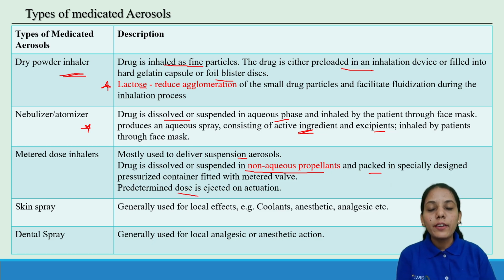A predetermined dose is ejected on actuation. For example, sometimes very potent drugs are there, so instead of 5 mg, you cannot take 6 mg. The exact amount of dose is required. So in that case, we are using a metered dose inhaler.